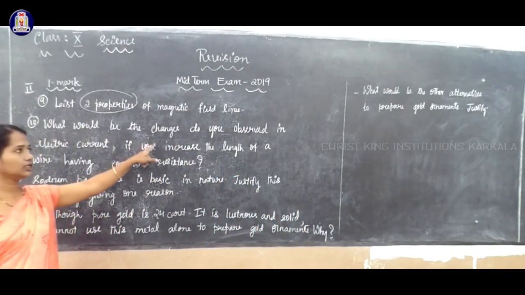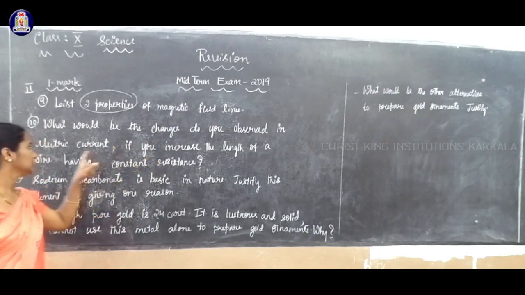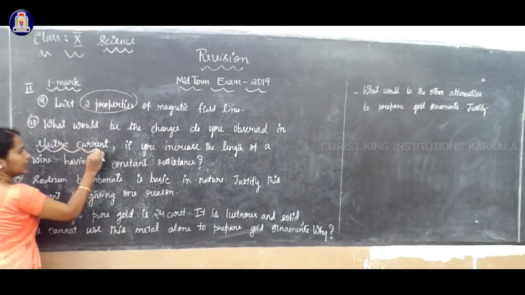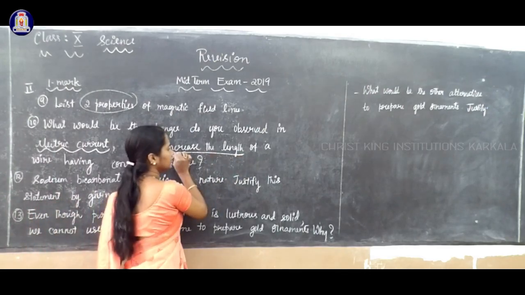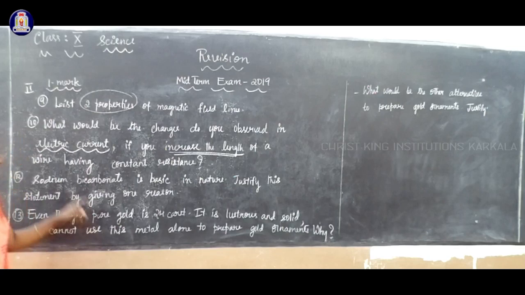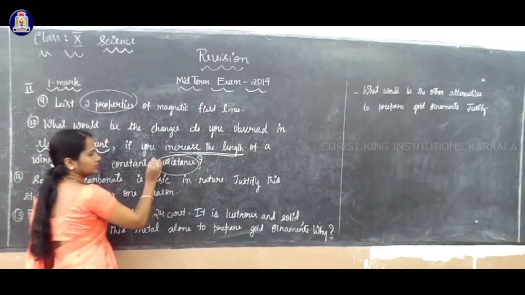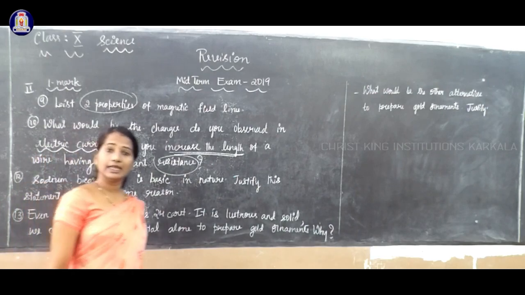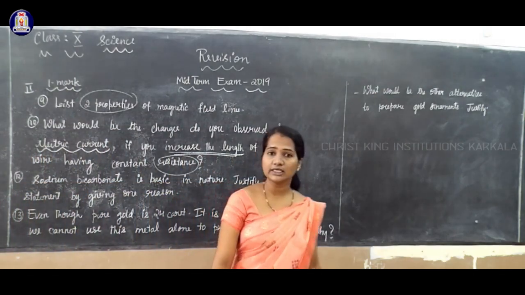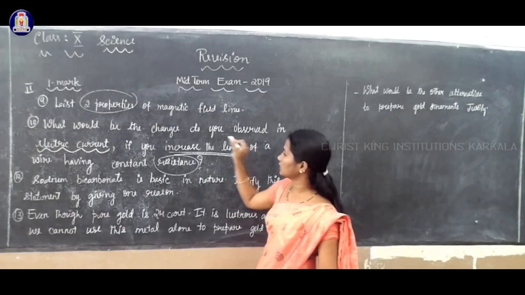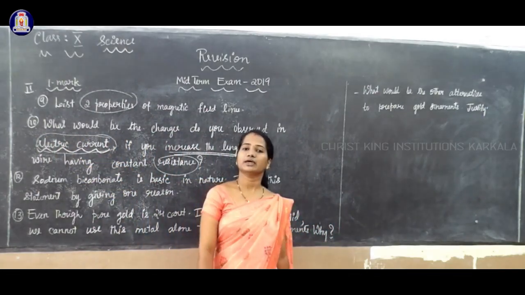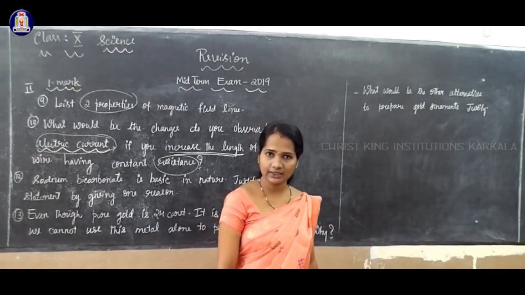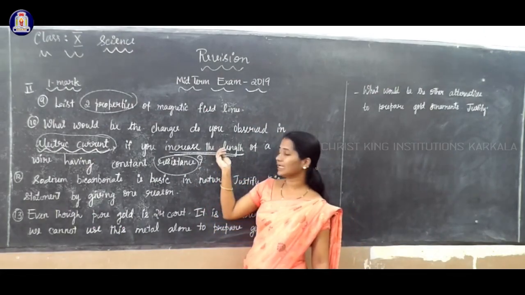What changes do you observe in the electric current if you increase the length? If you increase the length of the wire having constant resistance, you are increasing the length of the wire. The question asked is, what is the change you observe in the current? What happens to the current? Whether current increases or decreases if you increase the length.